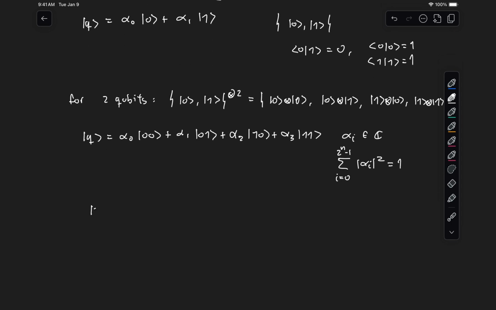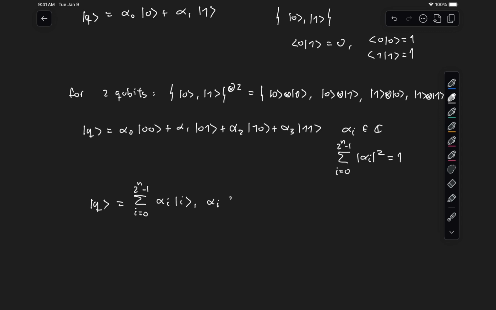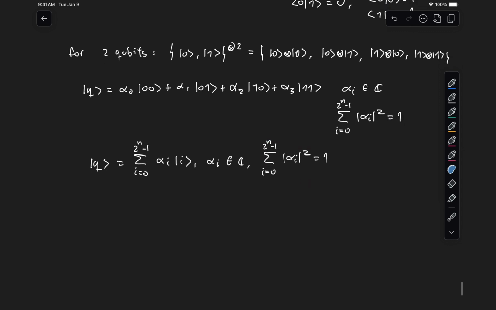So in general, the state for a multi-qubit system can be represented as a sum, with i going from 0 to 2 to the n minus 1, of some coefficient alpha sub i multiplied with state i, where again all these alpha sub i's are complex numbers that, when we take their modulus squared and add them together, we get 1. Now, one notational note we should make is that here we're changing this variable i from 0 to 2 to the n minus 1, where these i's represent integers.